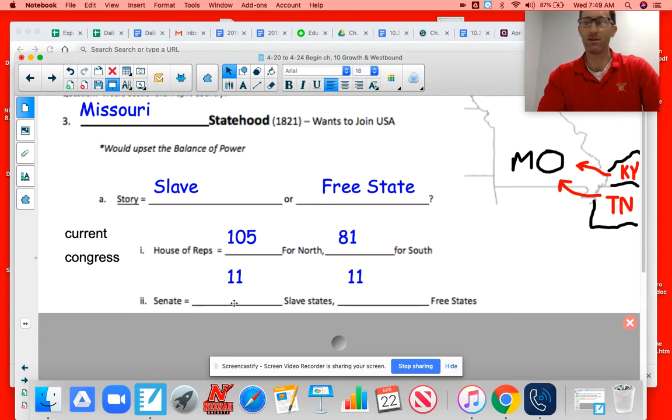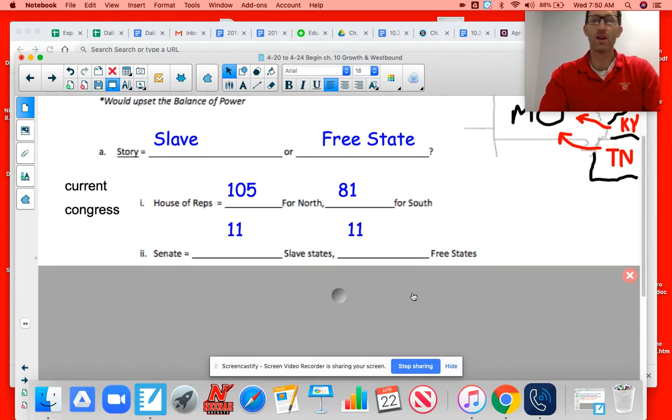In the Senate, remember, 2 representatives per state. Each gets 11 representatives, right? 11 slave states, 11 free states. They don't get 11 representatives, I misspoke. They get 22 slave state reps, 22 free state reps, okay? So that balance of power was very essential to have in place so that the North couldn't stop Southern laws from being made, and the South couldn't stop Northern laws from being made. So that balance was essential, and that is why Missouri would cause a problem.